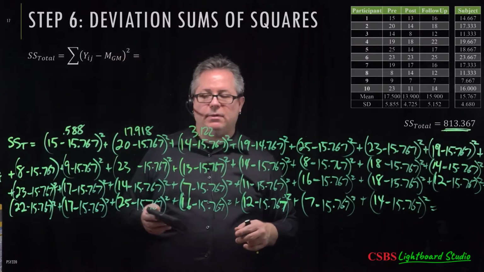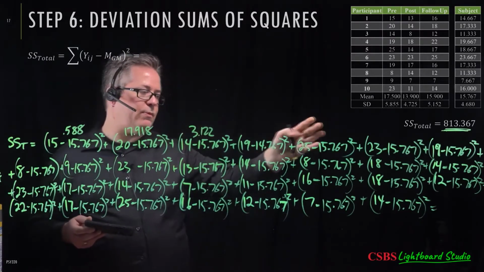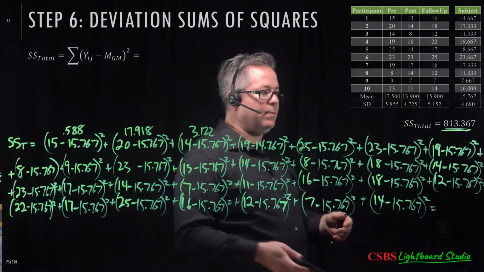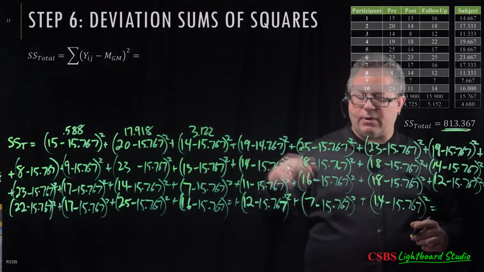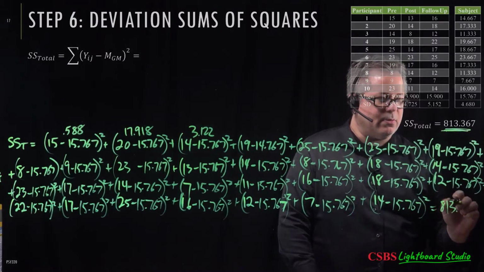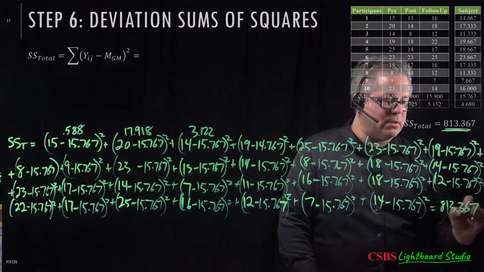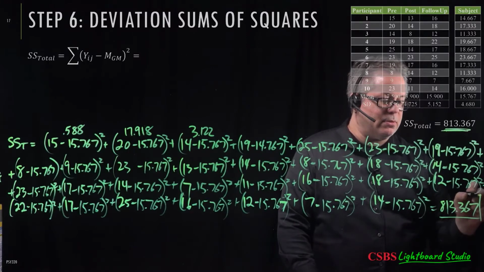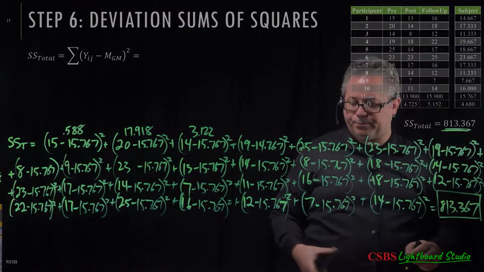I'm not going to spend more time doing it. You keep going, keep doing that for all of them. Add them all up. And when you add them up, if you carry everything to 3 decimals, you should get 813.367 as your answer. Okay, that should be your sum of squares for total.